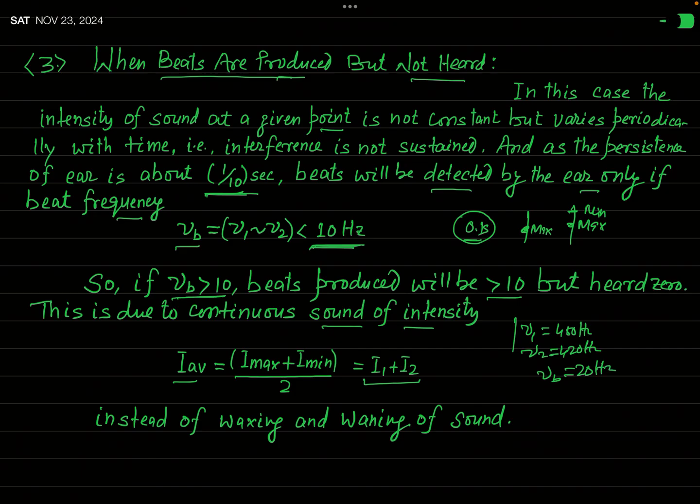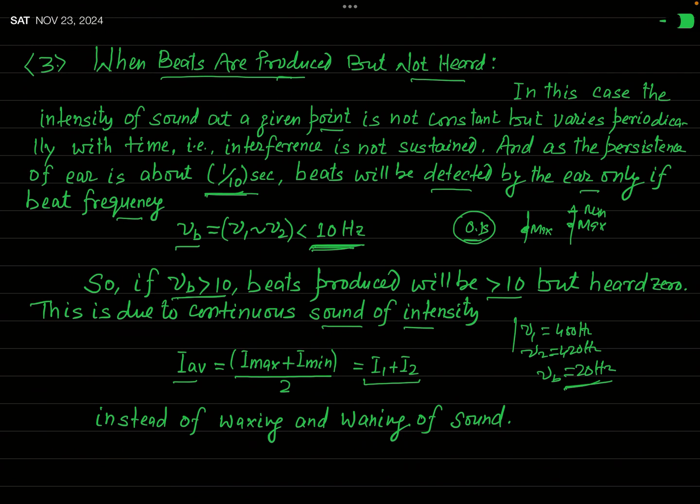The beats are produced, but can you hear this beat? Answer is no. You can't hear it. You can hear the beat only when the beat frequency is less than 10 hertz. That's why in the definition of beats it is said that there should be two waves of slightly different frequency. If the frequency of the two waves differs by a large amount, then you can't hear the beat. Therefore, in the definition, it is said that the frequencies should be nearly equal but not exactly equal.